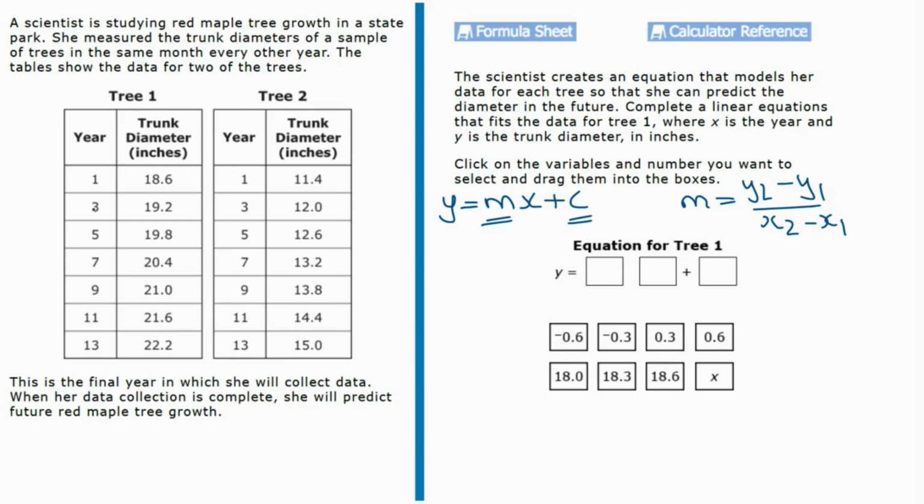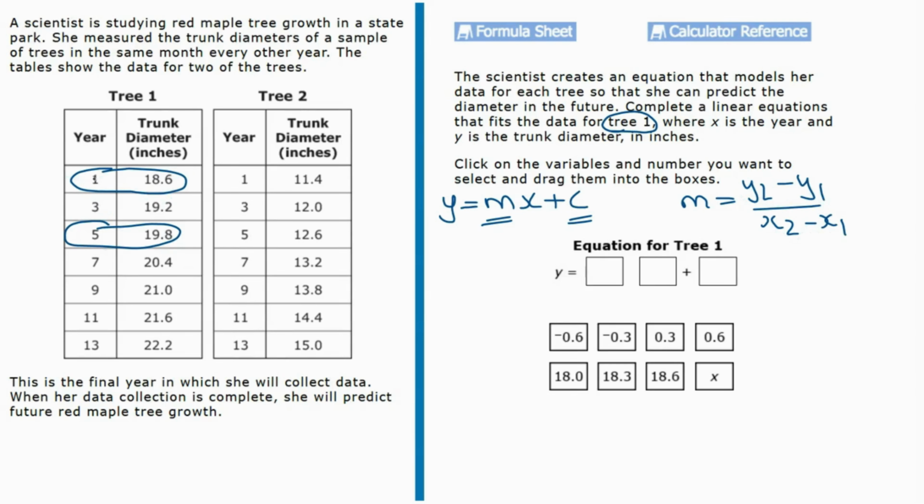For that, you have to choose any one of these coordinates for tree 1. So we are going to choose any one of the coordinates. I can choose here 1 and any two coordinates. I'm just choosing these 2 coordinates here. So that means these 2 coordinates are going to be my y2, y1, x2, x1.